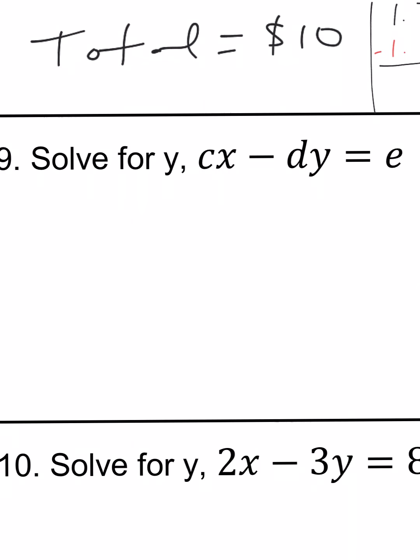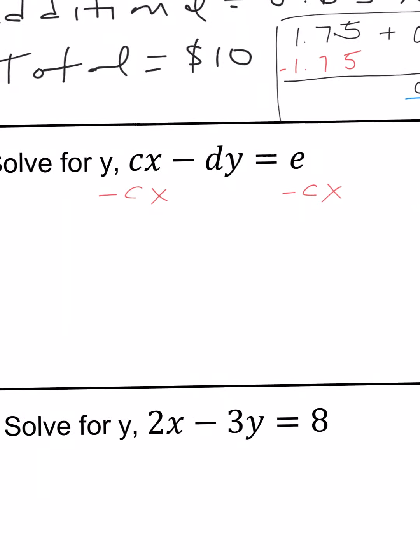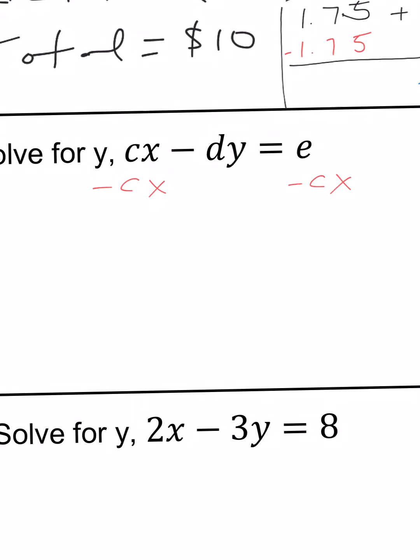Okay, in this problem, we're going to solve for y here. Okay, this is a very abstract equation, just meaning that there's no numbers, remember, from before. So if I want to solve for y, I must subtract cx from both sides. Okay? After I do that, I can't really do anything to combine these terms, so I'm left with minus dy equals to e minus cx. That's how I have to leave it.